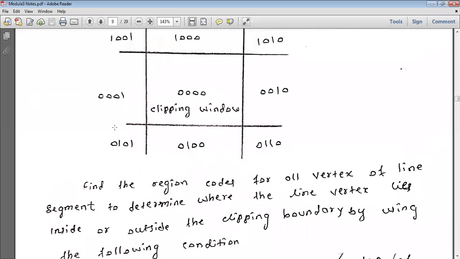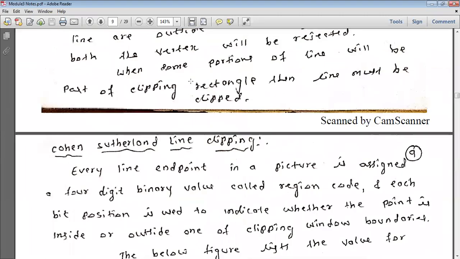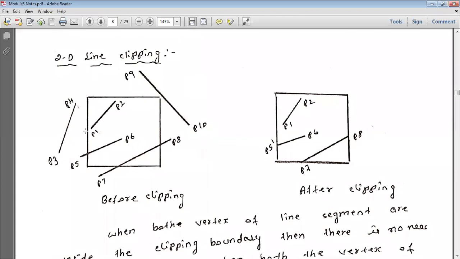Region codes. So I need to check the region code for each of the endpoints. If the line is inside the clipping window, that means both the endpoints, P1 and P2, are within the clipping window. That means P1 will be 0, 0, 0, 0, and P2 will also be 0, 0, 0, 0. That is how I differentiate.